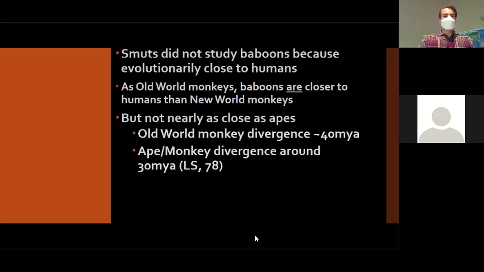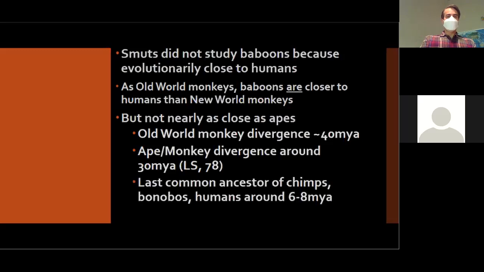And the apes, of course, are generally larger than the monkeys. But what's the quickest way to tell a monkey from an ape? Tail, no tail, right? So apes don't have tails. And so there's an ape-monkey divergence around 30 million years ago. And then the last common ancestor that would lead up to chimpanzees, bonobos that speciate later, and humans is probably in the neighborhood of 6 to 8 million years ago.